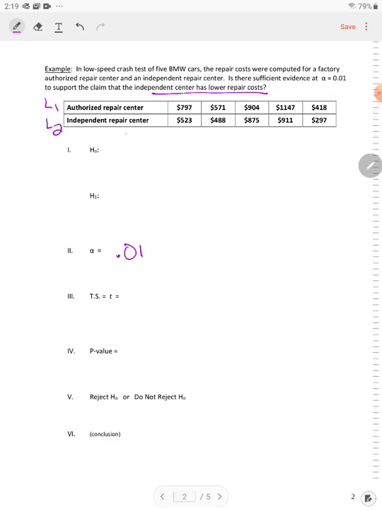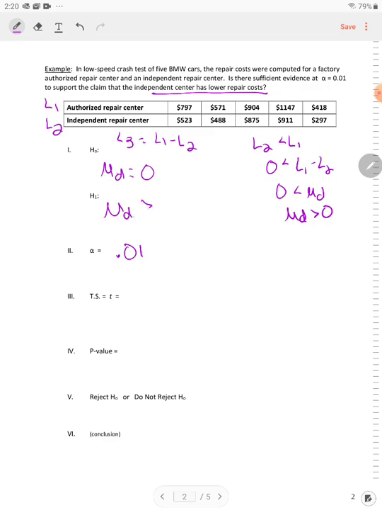This is a little bit tricky because L3 is what we need. That's going to be the difference. So you want the independent to be less than L1. Okay, so normally L3 is going to be defined to be L1 minus L2. So what we want to do is we're going to subtract the L2 over. So what we're looking for is mu d greater than 0. So your null is mu d equals 0. Your alternative is mu d is greater than 0.